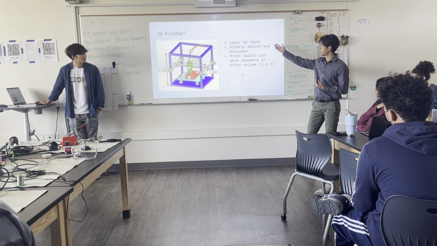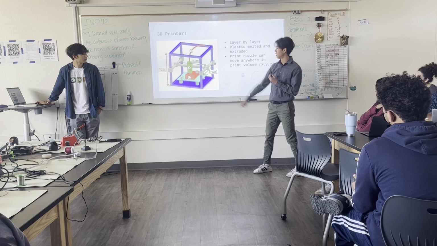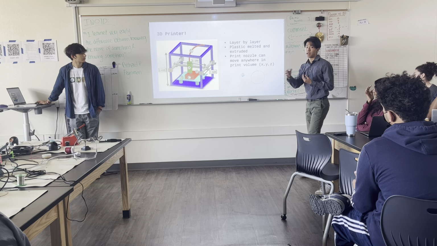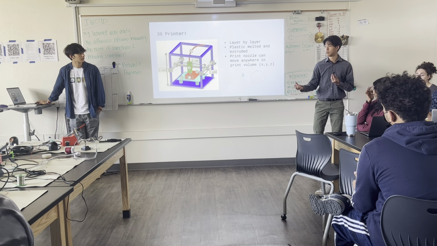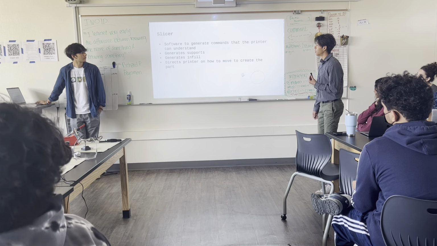So basically, the printer prints layer by layer, and it's just plastic melted by the extruder head, which is labeled with letter B, I think. And the print nozzle can move anywhere in the volume, which is what allows us to control and basically print whatever we want. Okay, so slicer.